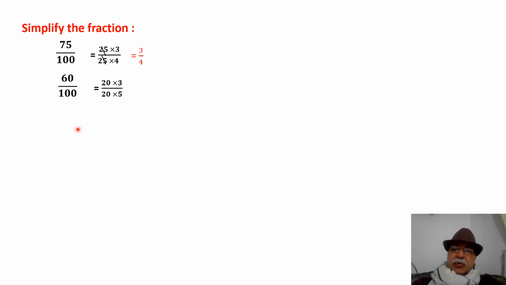This one also, I get 20, it's easy. 20 times 3 is 60. 20 times 5 is 100. That's why I cancel 20 from the denominator and numerator in order to get the same process, 3 over 5. This is the equivalent, the simplified fraction for 60 over 100: 3 over 5. I simplify this fraction.